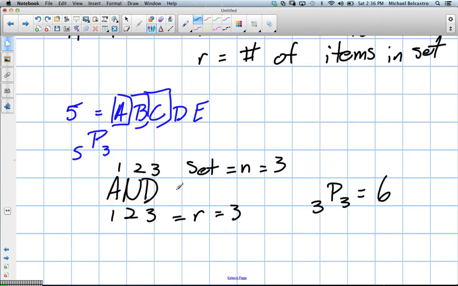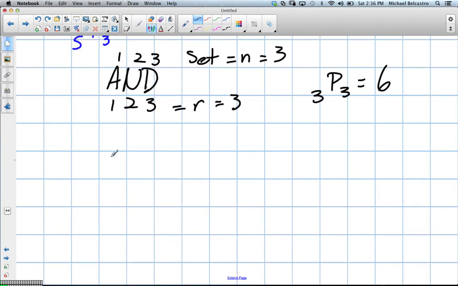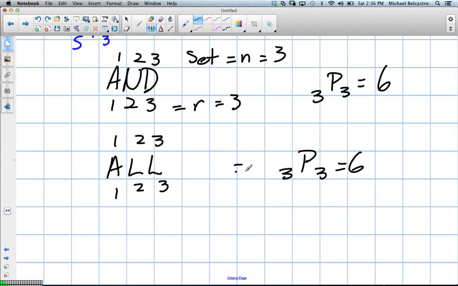Now, in another question, they've given us, how about the word "all"? A-L-L. Okay, well, there's 1, 2, 3 terms in this set, right? And we're going to use all 3 letters. So again, we're using a 3P3. So this is the total number of terms. But the problem is we have 2 identical terms, L and L.